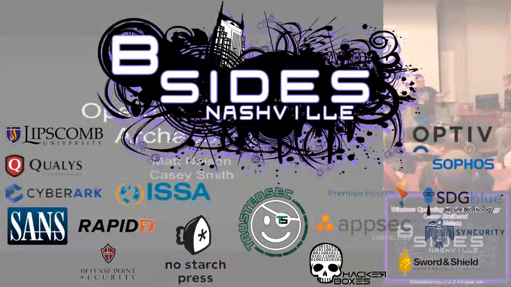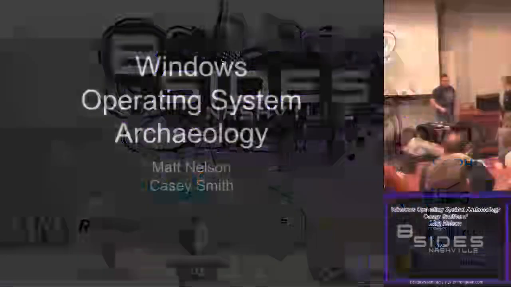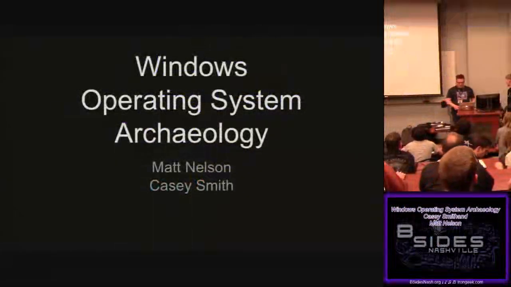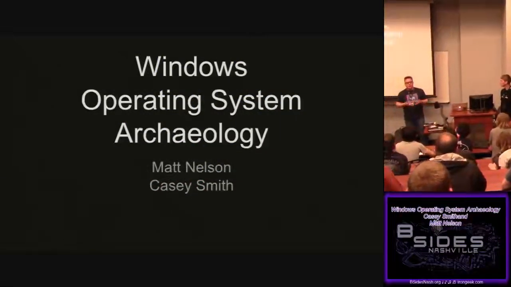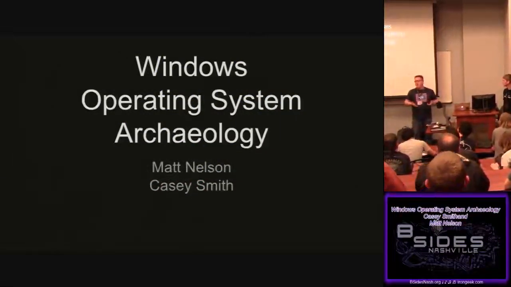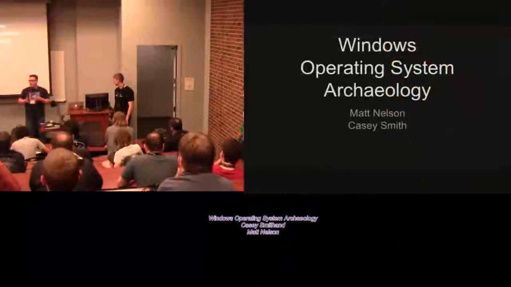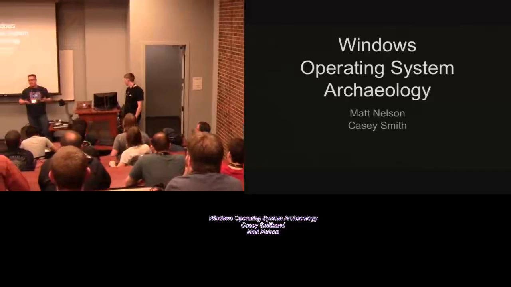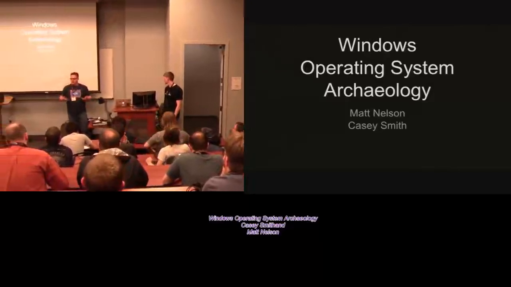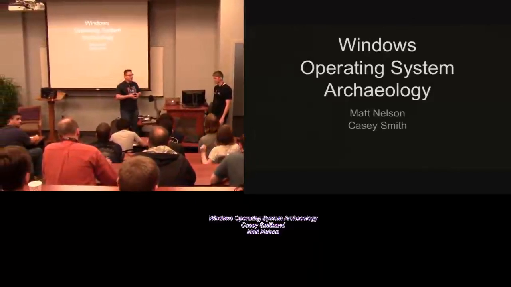So my name's Casey Smith. This is Matt Nelson. We're going to be talking about Windows operating system archaeology. We are going to be talking about the component object model today, COM, which has been around in Windows for a very long time. We're going to take a look at it from an offensive perspective and a defensive perspective. We found a lot of ways to abuse COM functionality. These aren't exploits. These are things that are built into the way COM is instrumented.